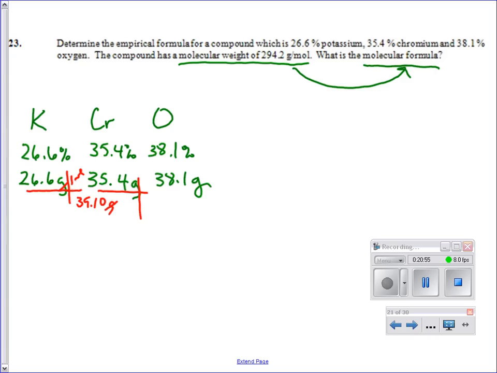Chromium is 52.00 grams. And then here, for every 1 mole, I have 16.00 grams. All right, so what I want you to do when you're doing these empirical formulas, don't round at this point. There's no point in rounding. Give me 4 or 5 or so decimal places here.